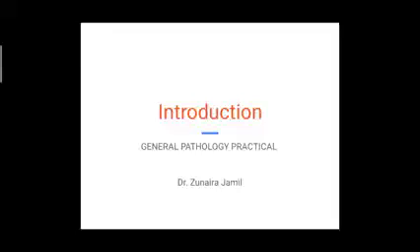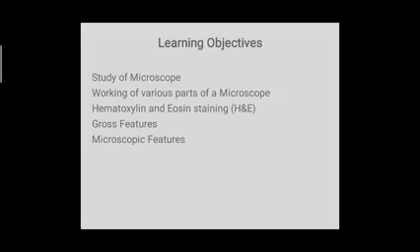So, what are our learning objectives? We will be seeing the microscope and functioning of its various parts, the basics of staining, particularly hematoxylin and eosin stain, and about the gross and microscopic features of cells and tissues regarding diseases.